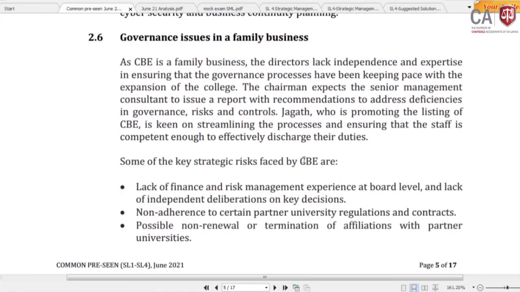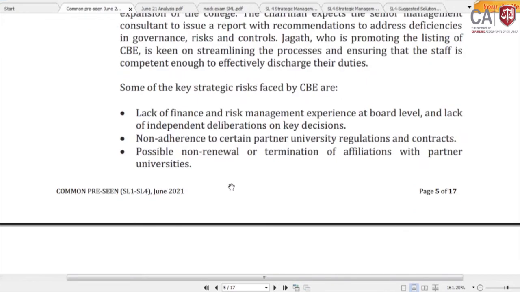Then governance issues in family business. Since this is a family business, 60% is owned by family members, and directors lack independent expertise to ensure governance. The Chairman expects the senior management consultant to issue a report with recommendations to address deficiencies in governance, risk and control. Jagat's son, who is promoting the listing of CBE, is keen on streamlining the processes and ensuring that the staff is competent enough to effectively discharge their duties.